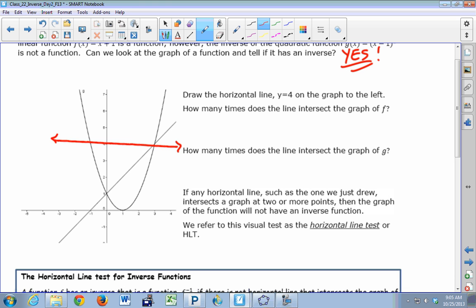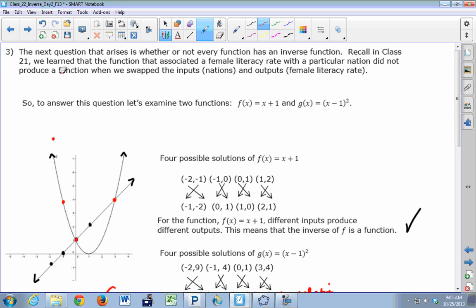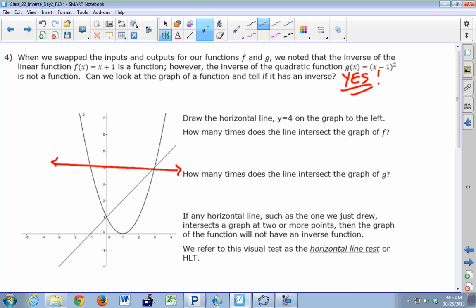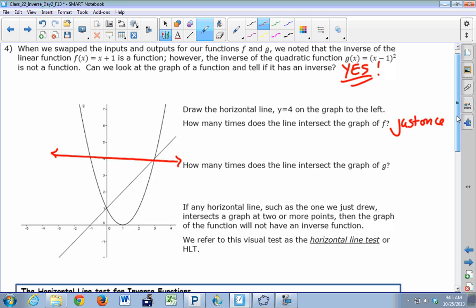How many? Just once, right? Just once. In fact, where does it intersect that? Let's see. When is the output 4 on my straight line? Well, when x is 3. When x is 3, my output is 4. There it is, right there. It's that point. Okay, 3, 4. So how many times does it intersect? Just once. And what did we say about the function f? It has an inverse that's a function. I wonder if that has any relationship to this idea here.